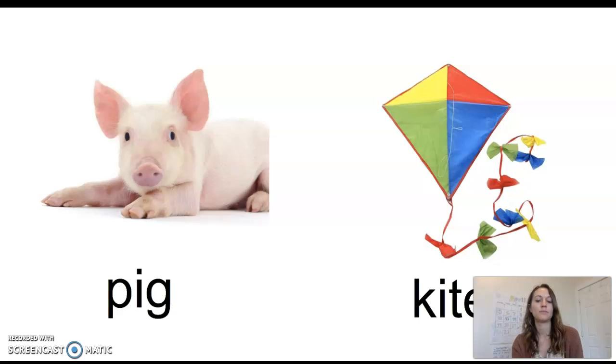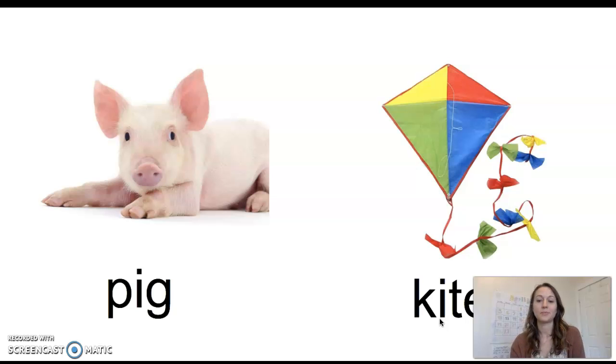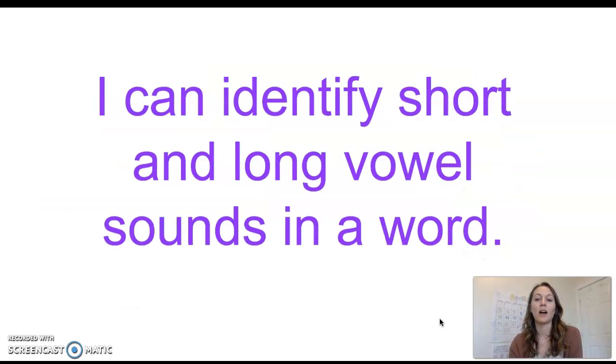Let's listen. P, I, g. In pig, it's making the short I sound. Let's listen for kite. K, I, t. I and I. Is the letter I making the same sound in both words? It's not. Today we're going to work on identifying the short and long vowel sounds in a word.